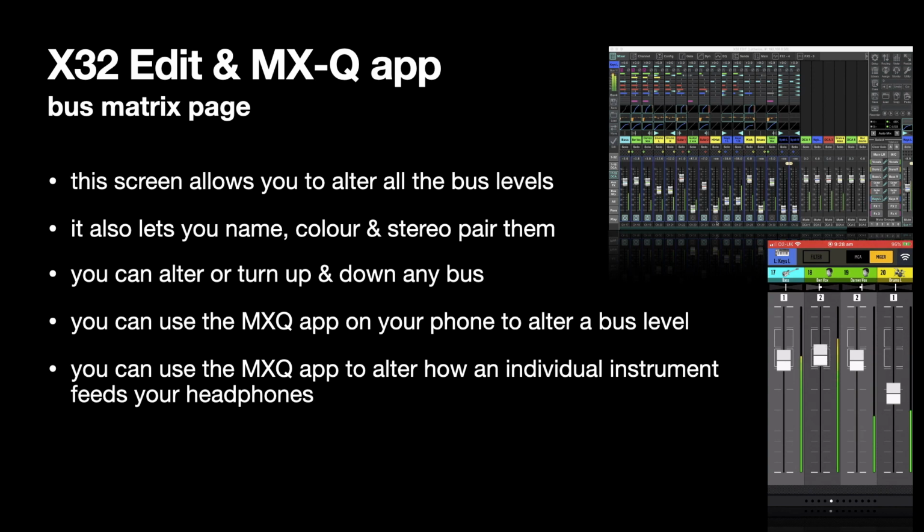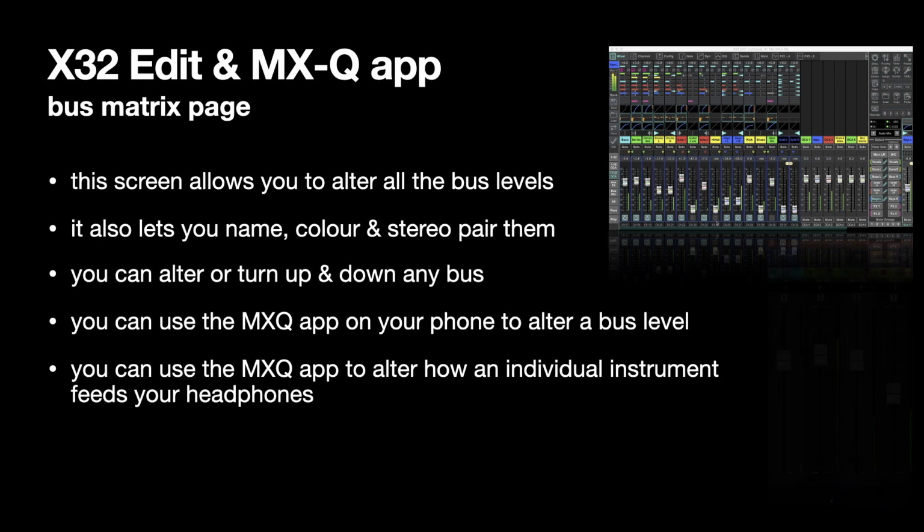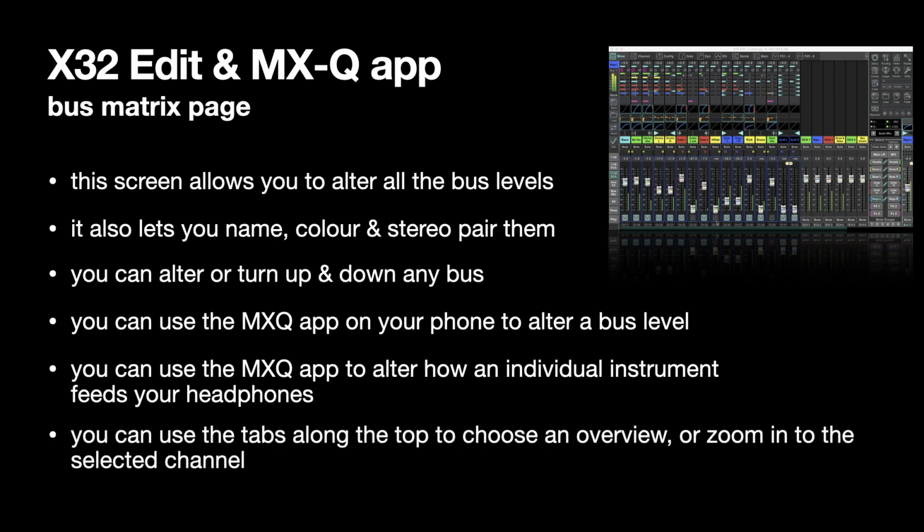Okay, so you could hear how an individual instrument can be altered on the keyboards bus. We're just listening to the keyboards bus at the moment. That's what we're listening to. You can use the tabs along the top to choose an overview or zoom in to the selected channel. Next time I'll talk a lot about the zooming in and the individual channels, what you can get to by just using the tabs at the top of the screen. For just now, that's great. Thank you very much.